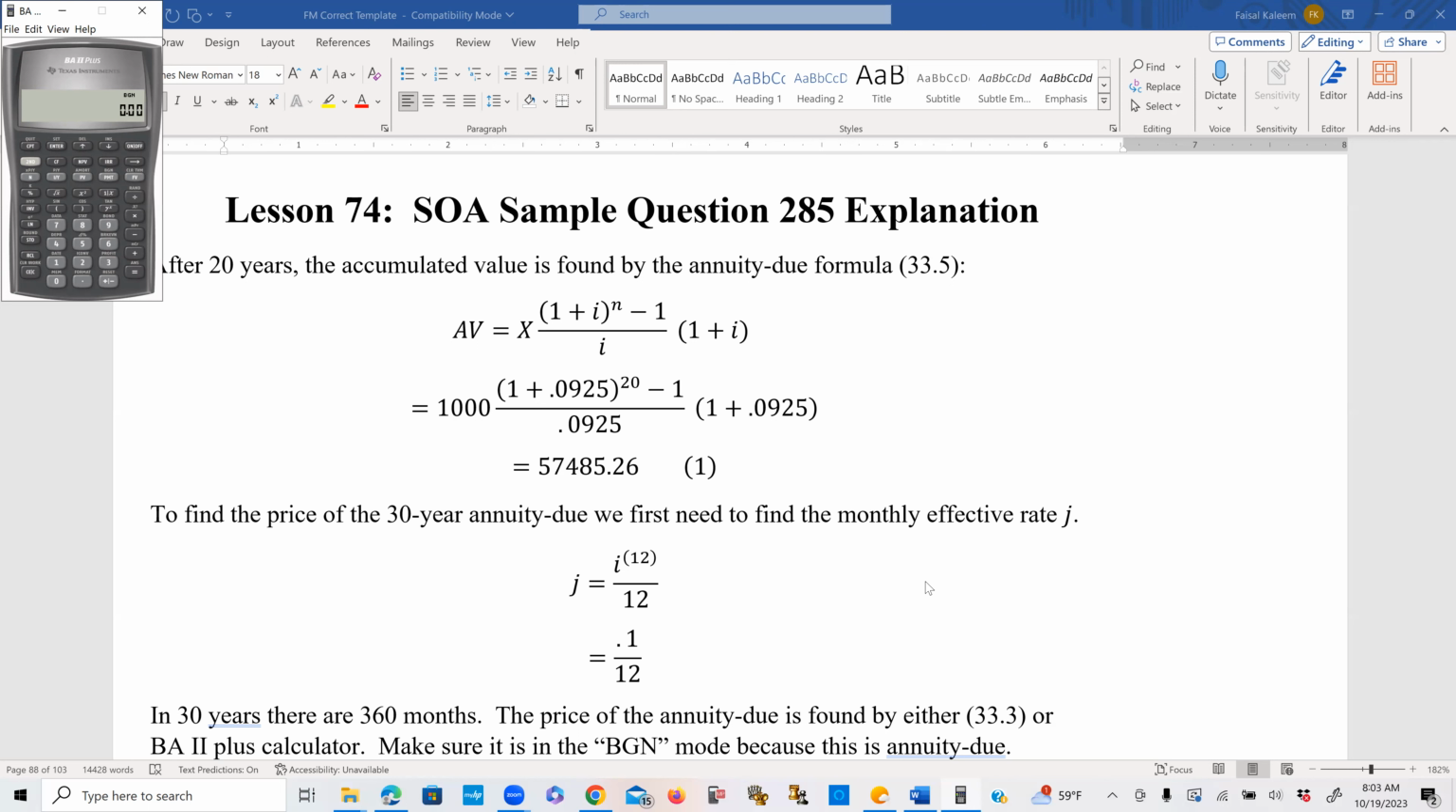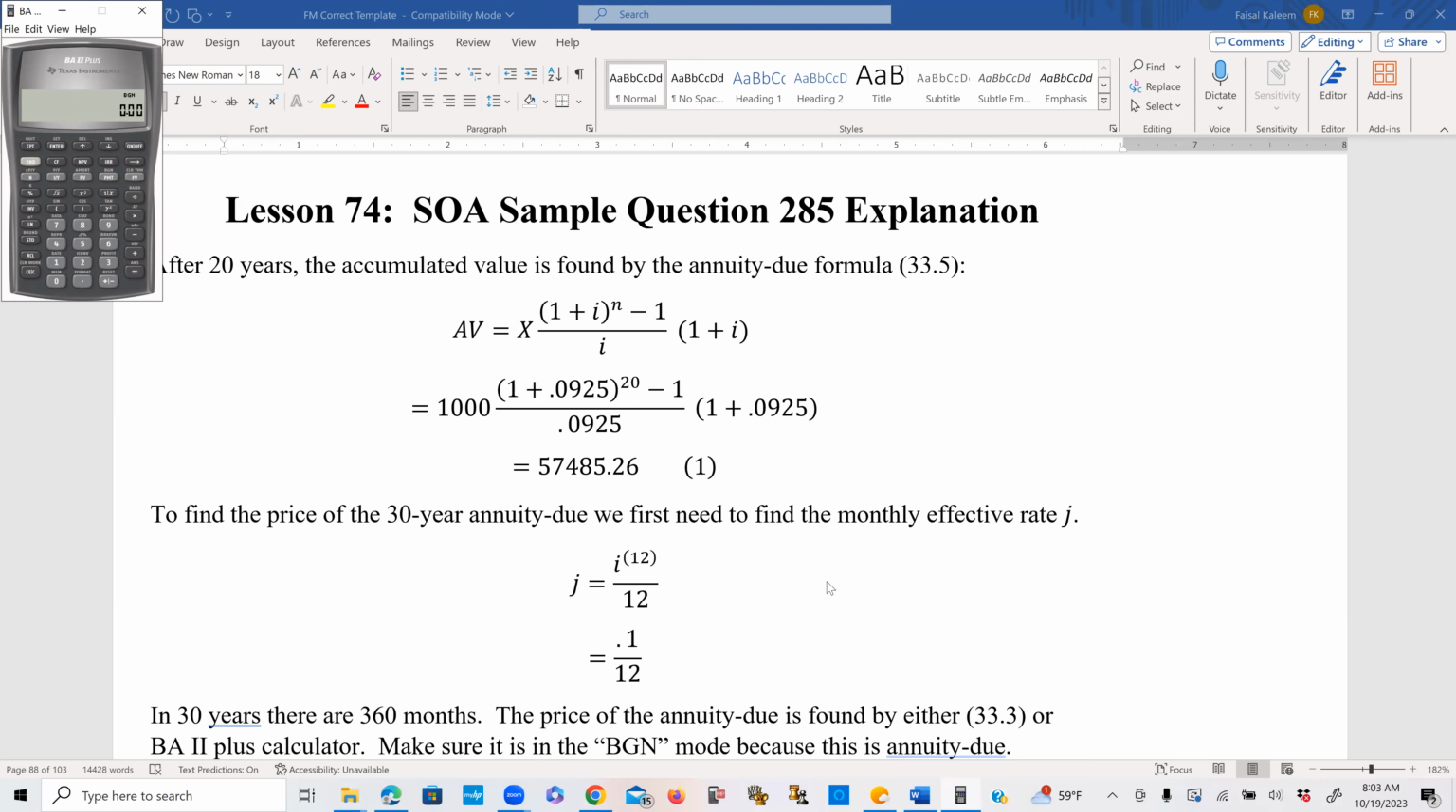Now, to find the price of the 30-year annuity due, we first need the monthly effective rate j, because we are told that the annuity due that we purchase gives monthly payments. So the monthly effective rate would be i^(12) divided by 12. We were given that the nominal monthly rate was 10%, so that's 0.1. You divide that by 12 to get the monthly effective rate.